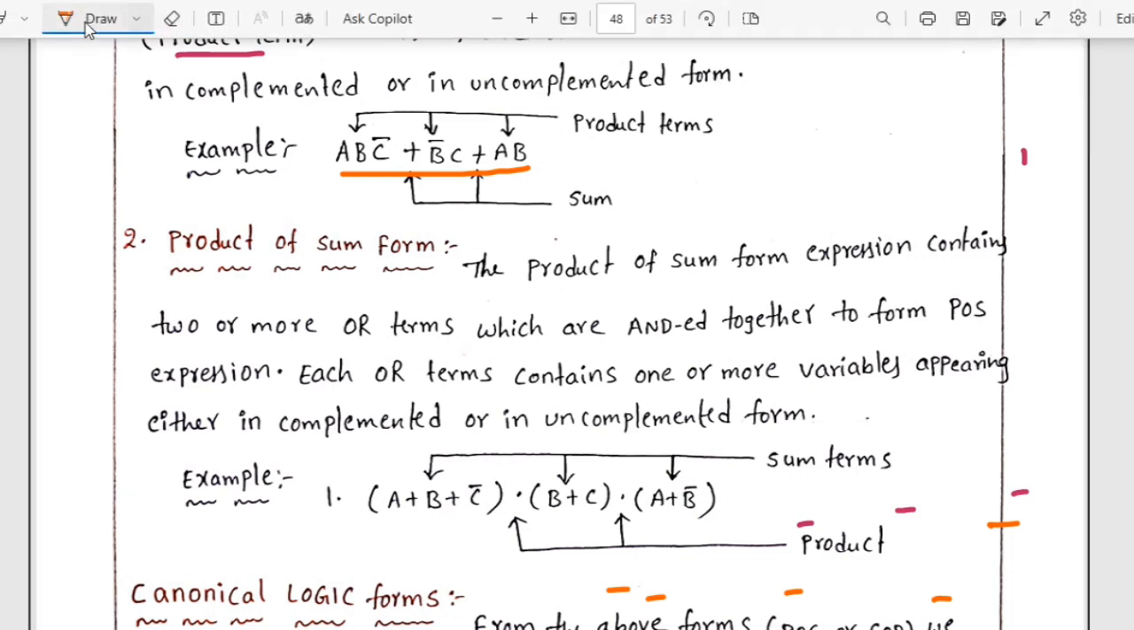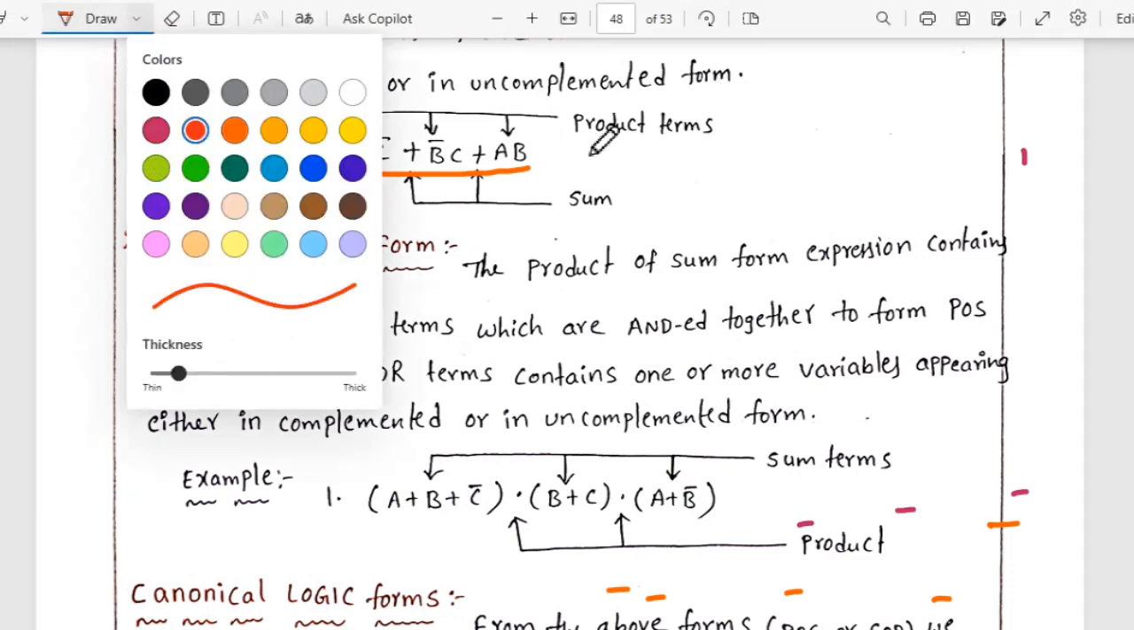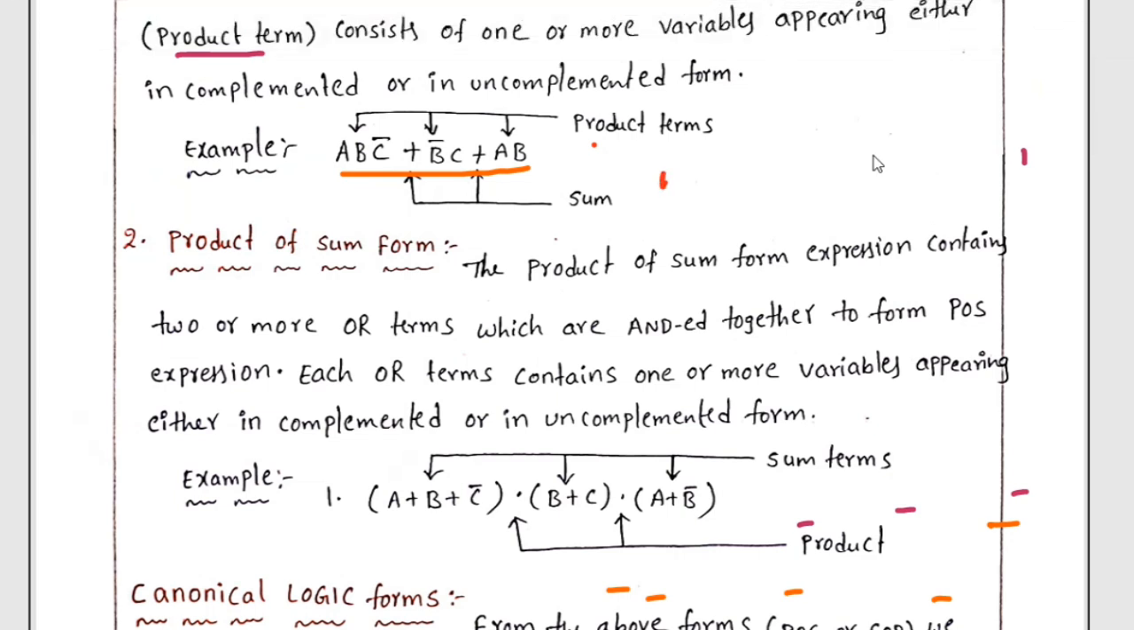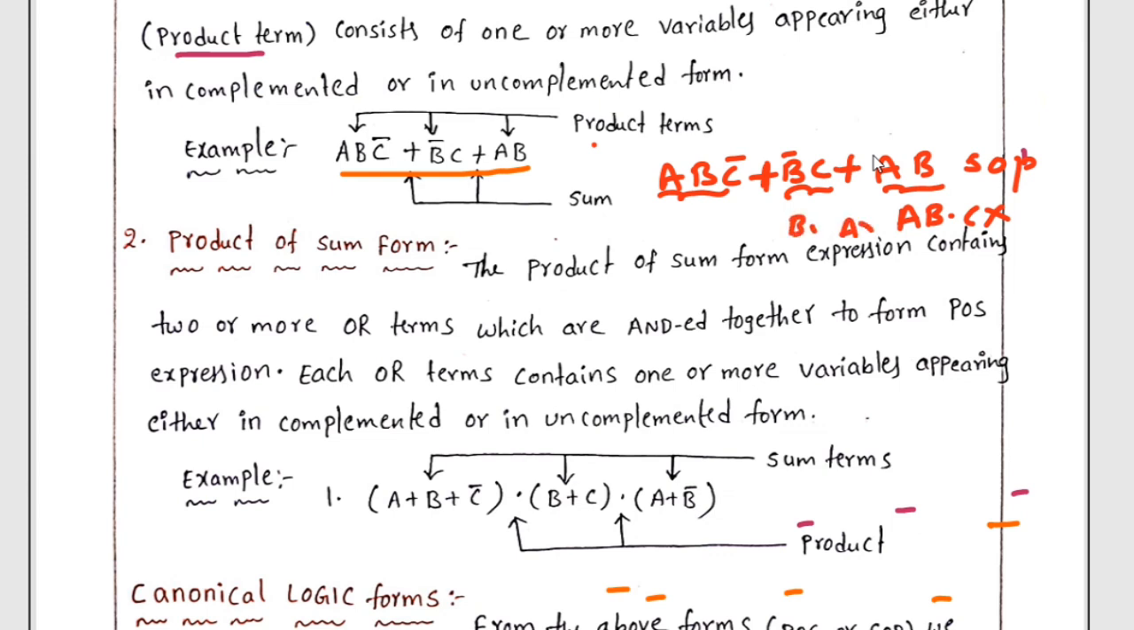For example, look here. I wrote A B C bar plus B bar C plus AB. It is a sum of products. But here three variables are there, here two variables are there, and here two variables are there. So one variable is missing here: AB is there, but C is missing. Here BC is there, but A is missing. Here three terms are there.